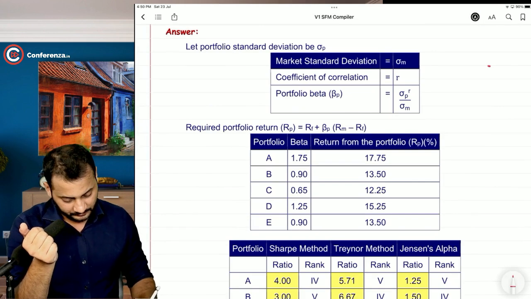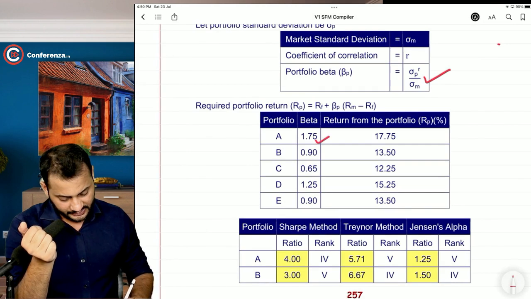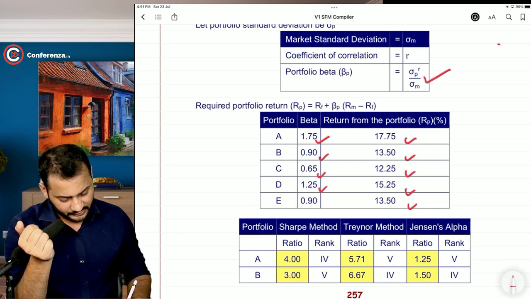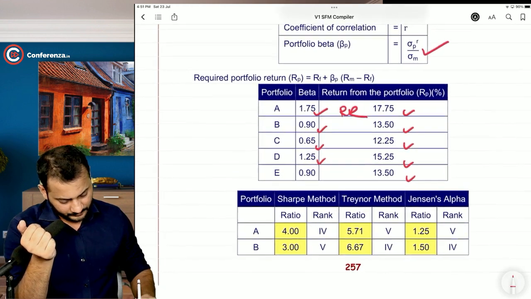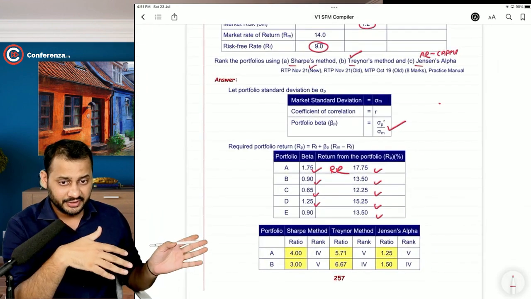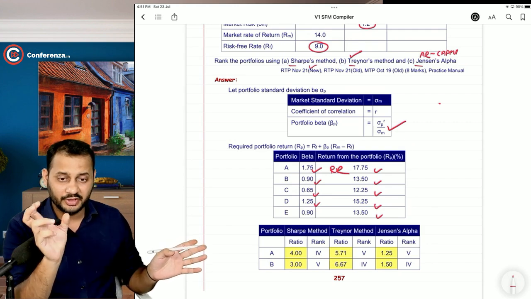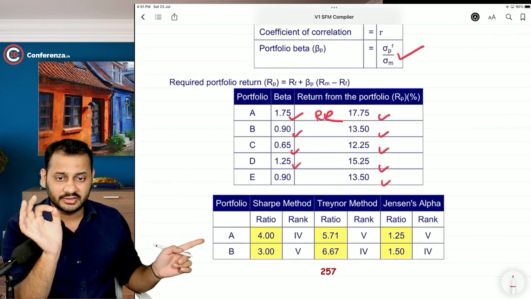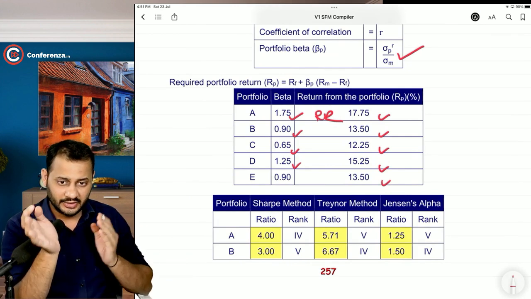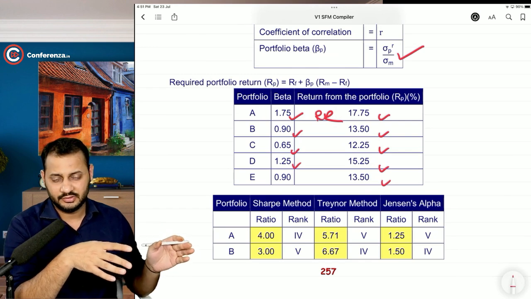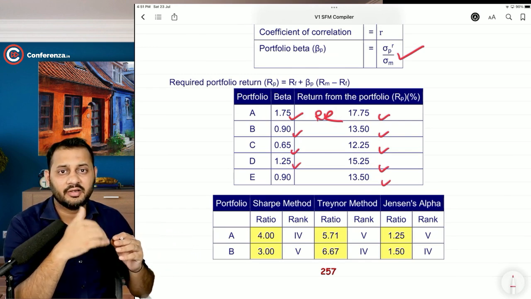Okay, sir. This is portfolio beta. Beta has been calculated. Then CAPM returns are also calculated. 17.75. This is called the required return. Now, they have directly mentioned the ranks, but it's better to calculate the ratios and show the calculation instead of directly putting the figures here, 4, 3 and so on. Show the calculation in the first column, then the ratio, and then the rank. So it's better to prepare 3 different tables.